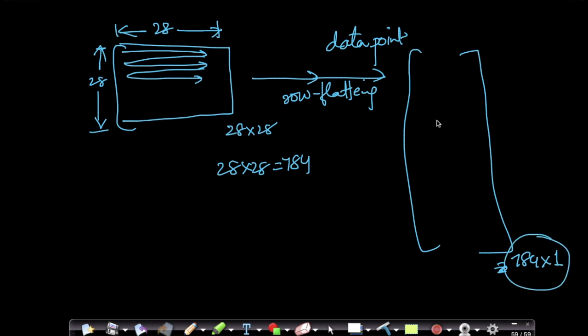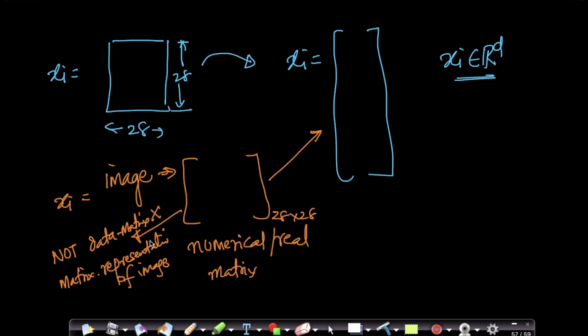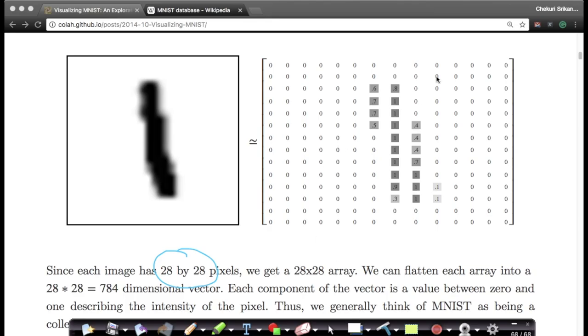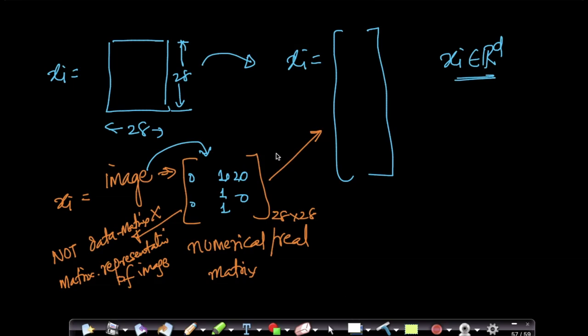So by just using row flattening, let's go back here, okay? This is what my actual image is. My image had 28 horizontal pixels and 28 vertical pixels. How do I convert it into a matrix representation of an image? By saying that all the black points will be 1, all the gray points will lie between 0 and 1, all the white points are 0, right? So on and so forth, as we saw here. Now, after I do this, I basically do row flattening or column flattening. And now I get a 784 cross one dimensional vector for each data point.